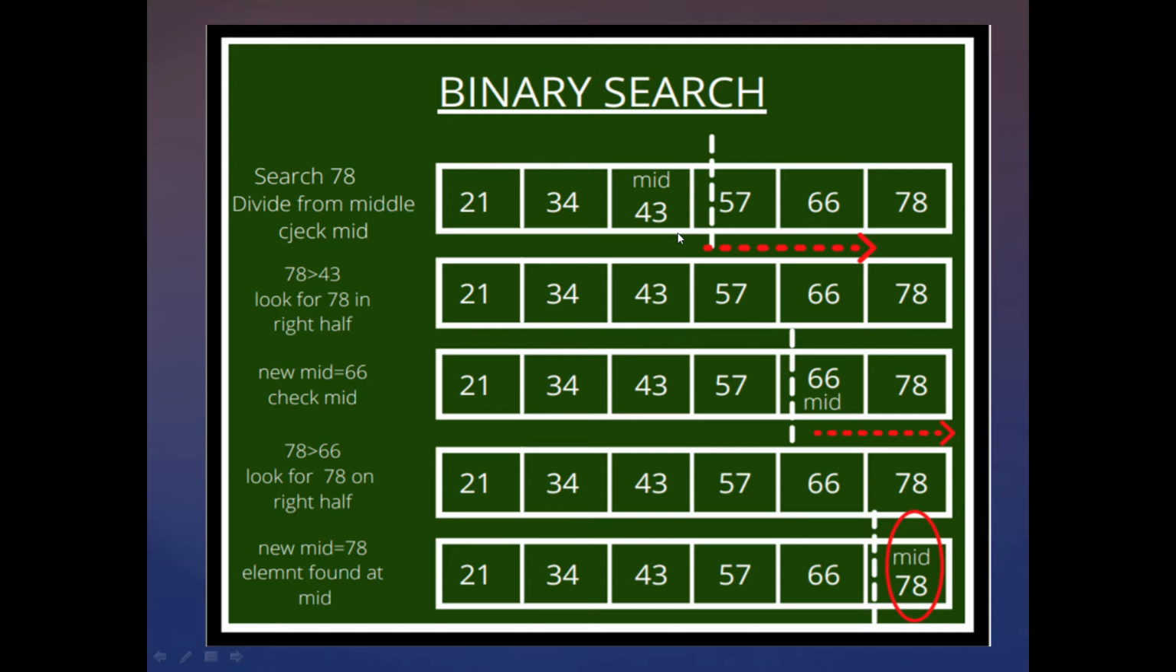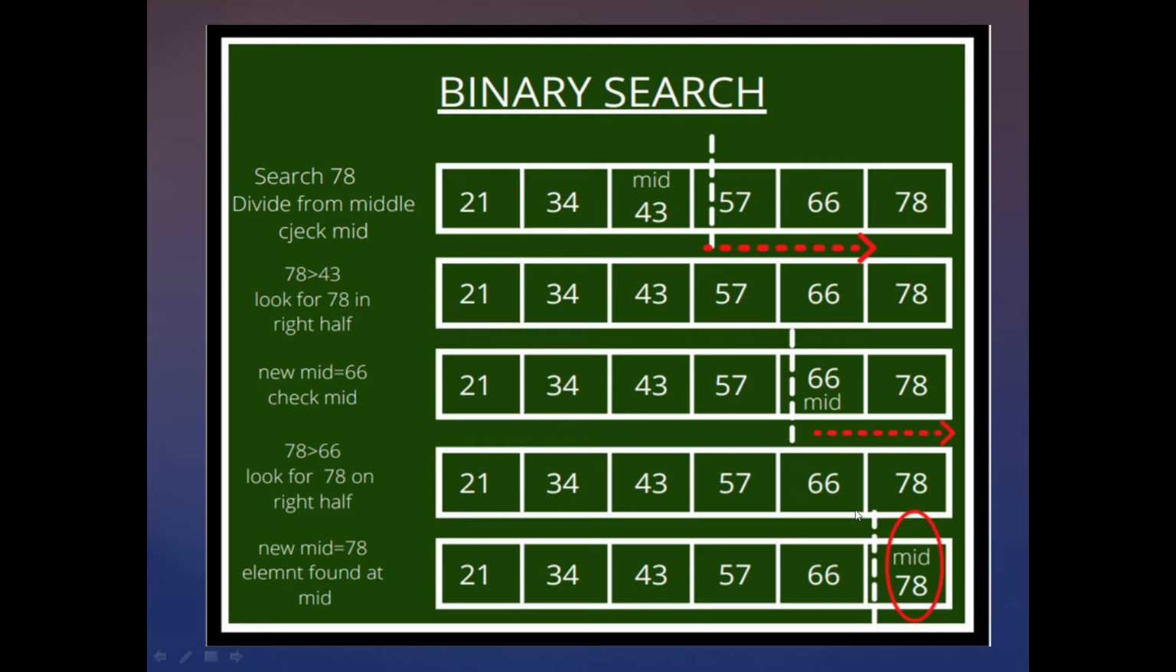Clearly we can see that 78 is greater than 43. So we look for 78 in the right half of the array. Next we find a new mid. Now the new mid equals 66. Again we check: 78 is greater than 66. So now we check in the right half of the array, and the new mid will be equal to 78. Again we compare this mid element to the searching element. Now 78 equals 78. It means the searching element is present at the last element of the array. This technique is called binary search.